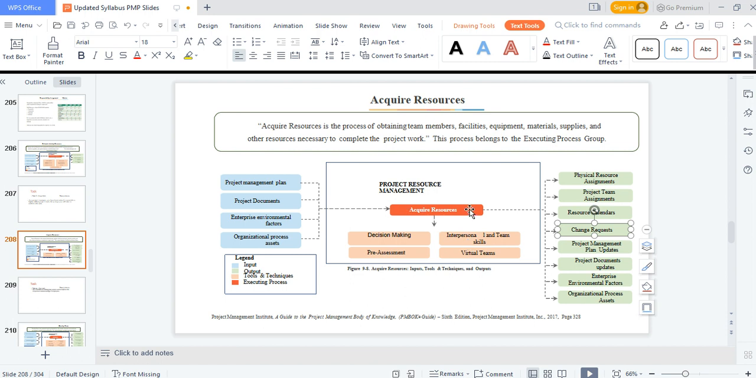Because for you to acquire resource, for you to be obtaining, onboarding new team members, for you to be able to pick up supplies, materials, you need pre-assessment. For instance, if you want to onboard some team members, at times you need to do some window shopping. I don't mean team members, I mean gadgets. You might need to do some window shopping. You might need to do some price survey. At times, you might need virtual teams able to help achieve your project. Then you need interpersonal and team skills to be able to work with people.